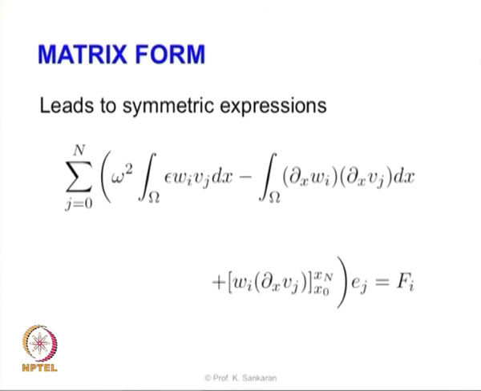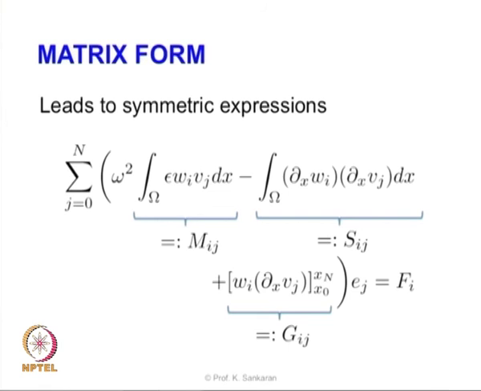In this particular expression there are certain terms that we need to look into. The first term consists of the material parameter epsilon, so it's called the material matrix. The second term consists only of the weighting and the basis function and their derivatives with respect to the spatial variable, so it's called the stiffness matrix. And the last term here is due to the boundary condition, which we have written as the G matrix.